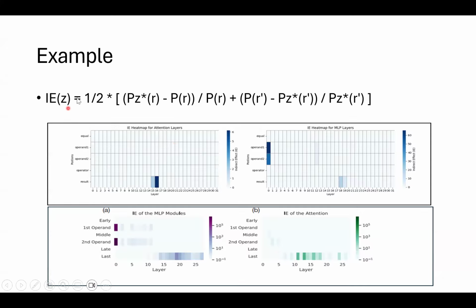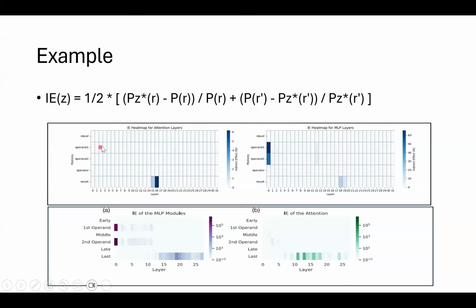So we have an indirect effect, which is basically the patched probability of R minus the actual probability of R. So either this probability increases or this probability decreases, right? In either way, my component is having an effect over the result. In other words, my component was actively participating in the calculation.